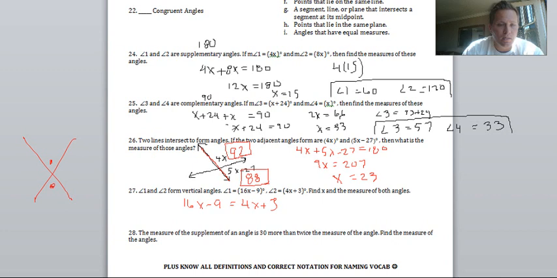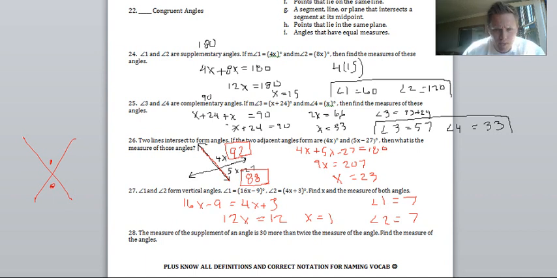So now I'm just solving. I'm going to subtract 4x from both sides. 12x equals, let's add 9 to both sides, 12. X is going to equal 1. We're plugging 1 back in. So angle 1 is going to equal 16 minus 9, which is 7. And again, we could plug it back in for angle 2, but we know angle 1 and angle 2 have to be the same. It's going to equal 7.